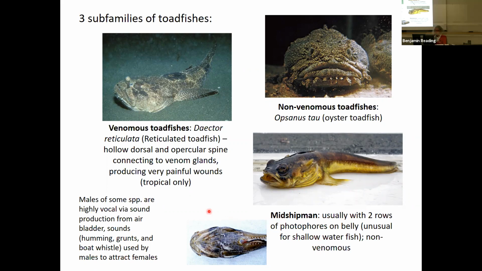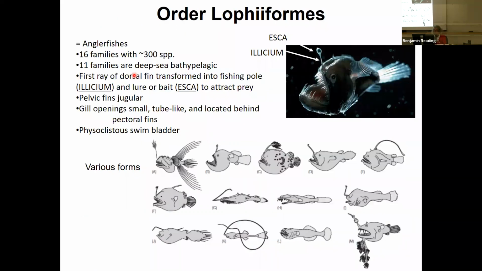Non-venomous. Males in some of these species are highly vocal, and they can actually vibrate their air bladder, so the swim bladder inside their body for buoyancy. They can vibrate this and make a humming, a grunting, or a whistling sound. And this is used by males to attract females for mating. So they can actually vibrate their swim bladder to make underwater noises. So these are the toadfishes, a very odd looking, very distinct group, that family there.